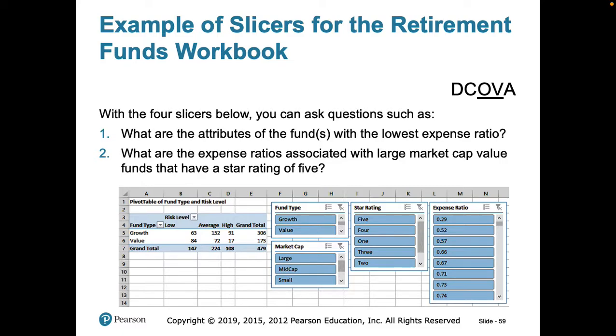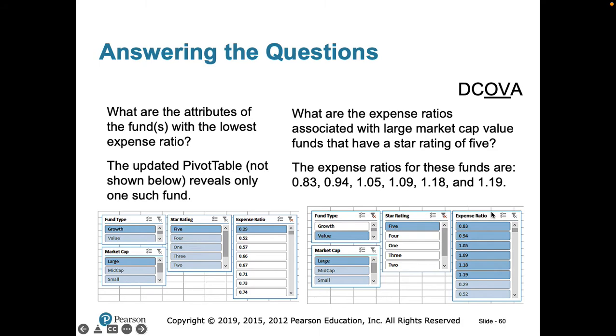Here is an example. We see we have four slicers below, and then you can ask questions. What are the attributes of the funds with the lowest expense ratio? What are the expense ratios associated with large market cap value funds that have a star rating of 5? Here you have your growth, your average, your high, your totals, and then your slicers there. So here we are answering those questions.